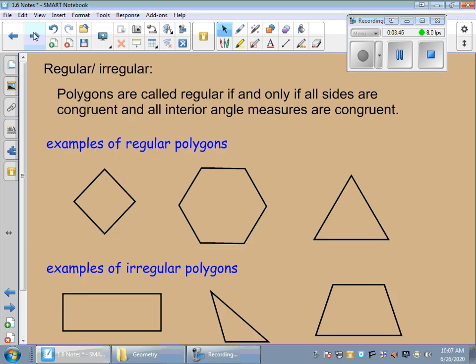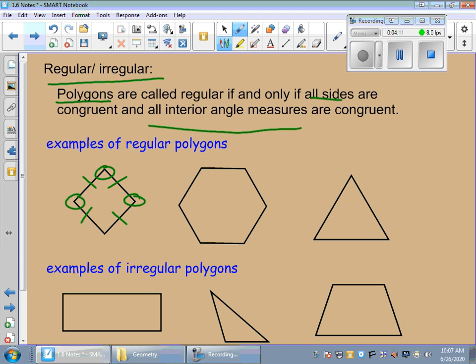So taking a look here, this next definition concept is whether something is regular or irregular. And we will use this throughout the year. It'll come up in examples, so you need to know what a regular object is. A regular polygon is one where all sides and interior angle measures are congruent. So these are all equal, and these interior angles are all equal. So again, all the sides are the same, and interior angles are all the same.